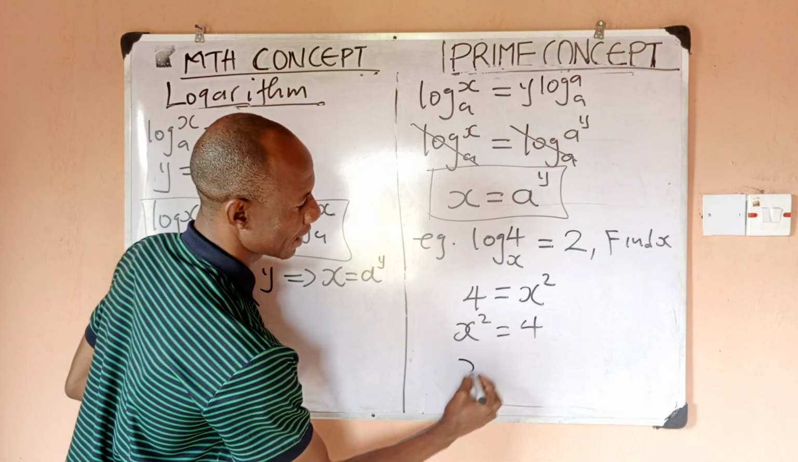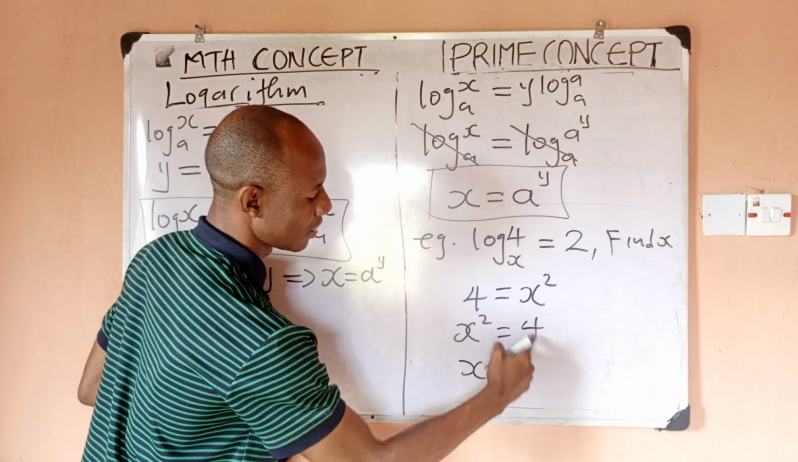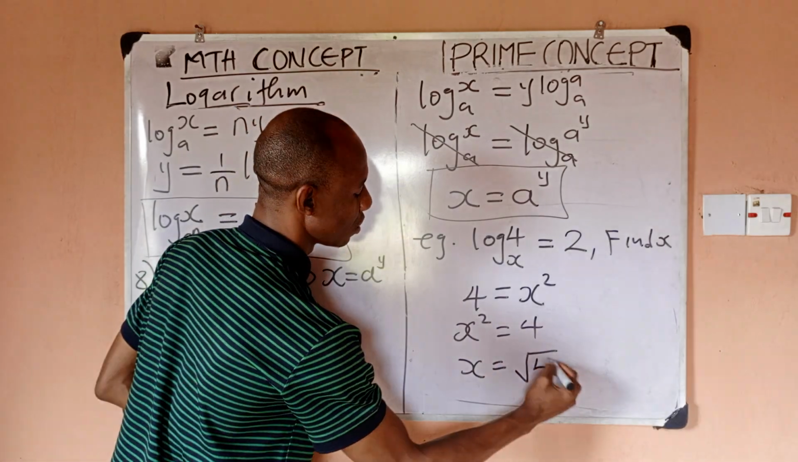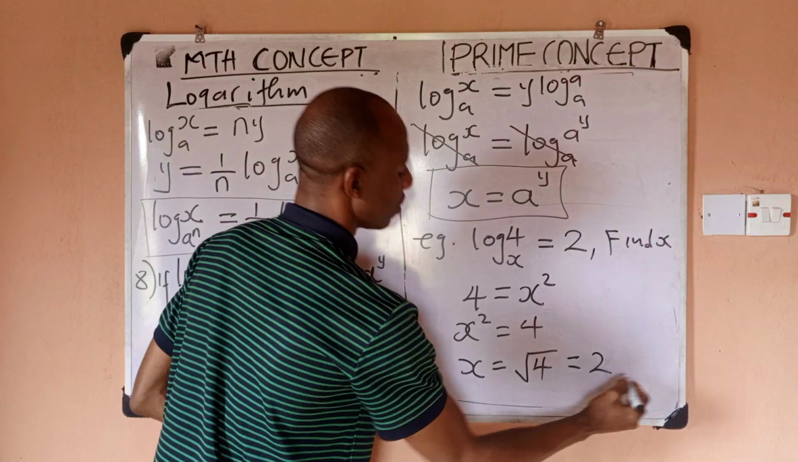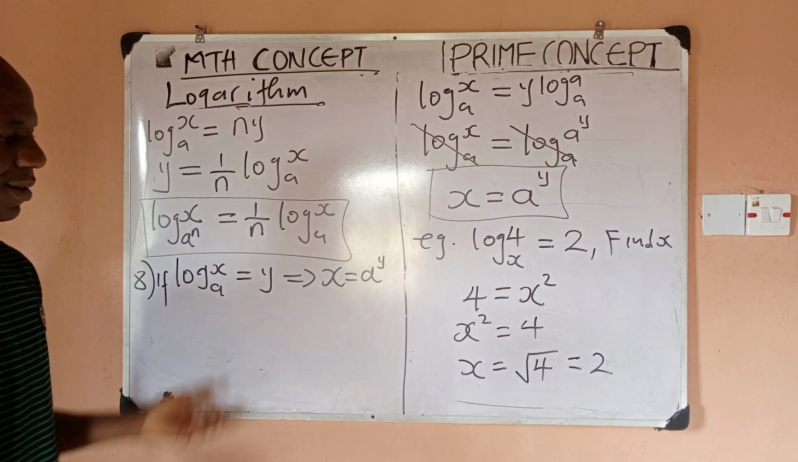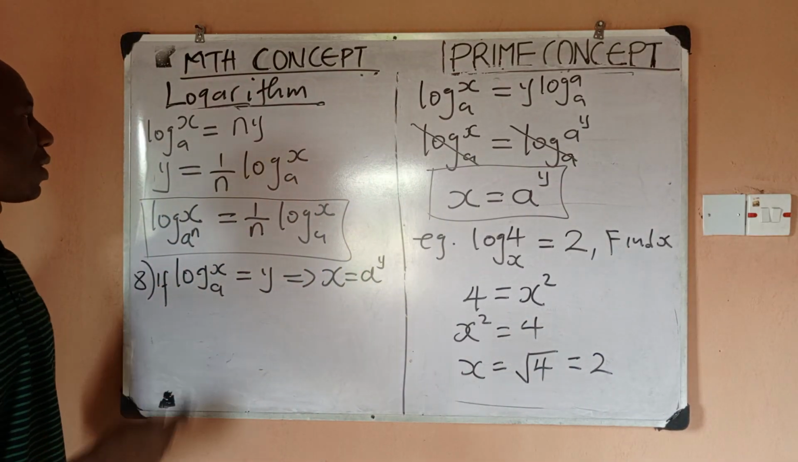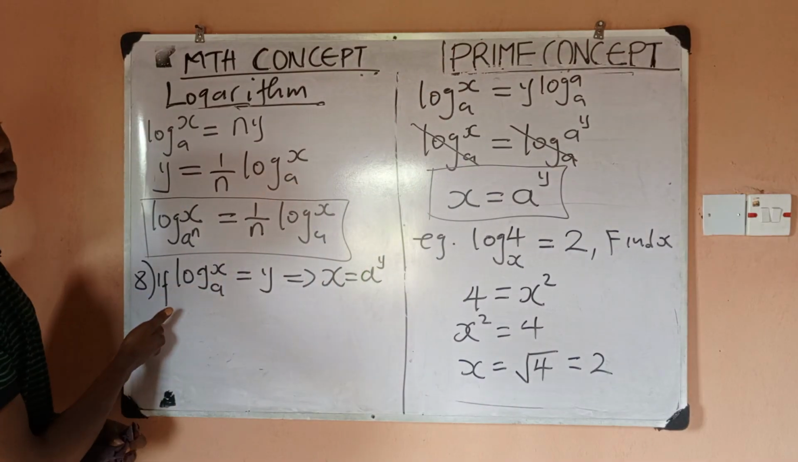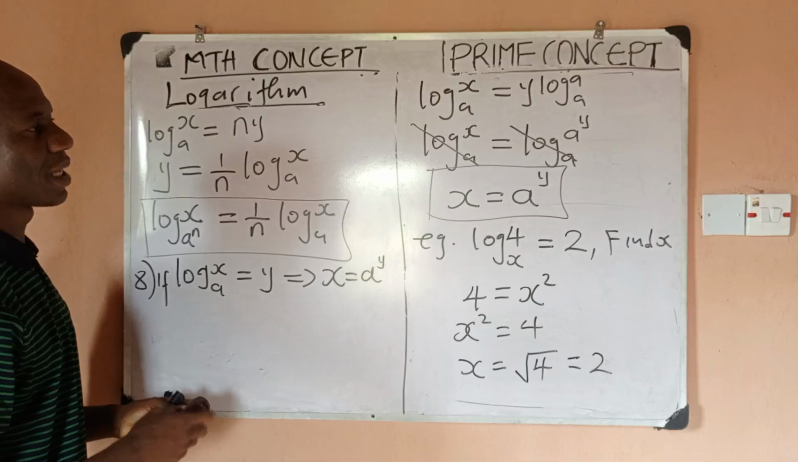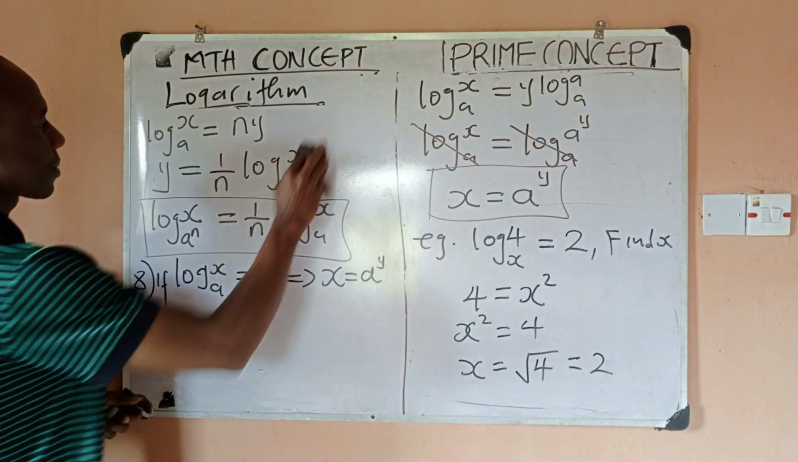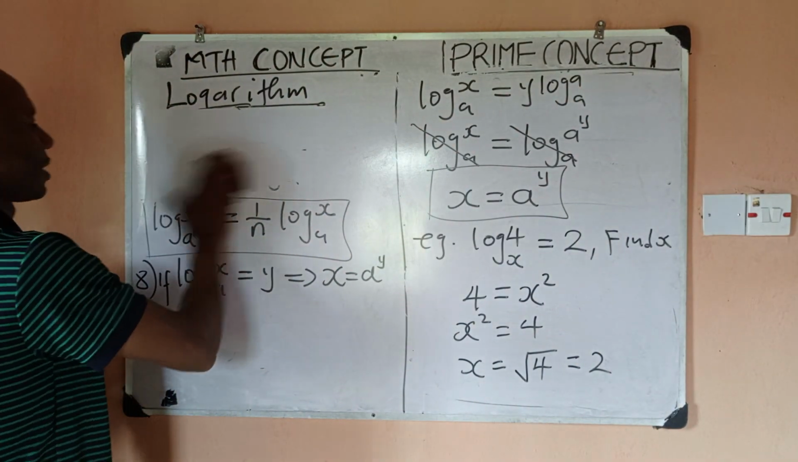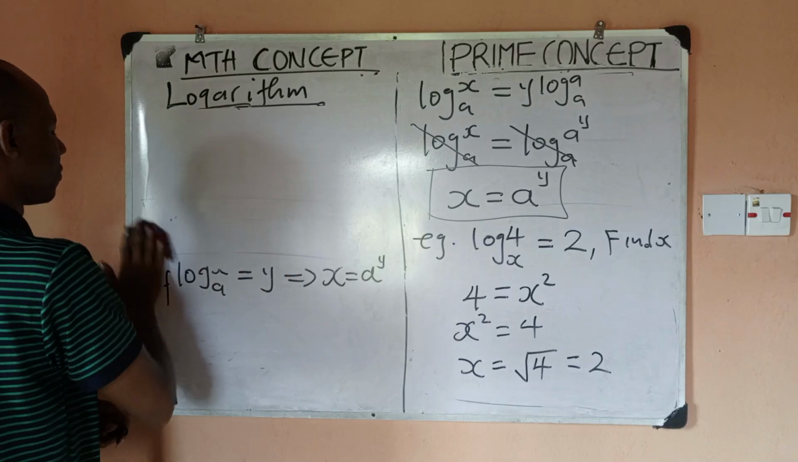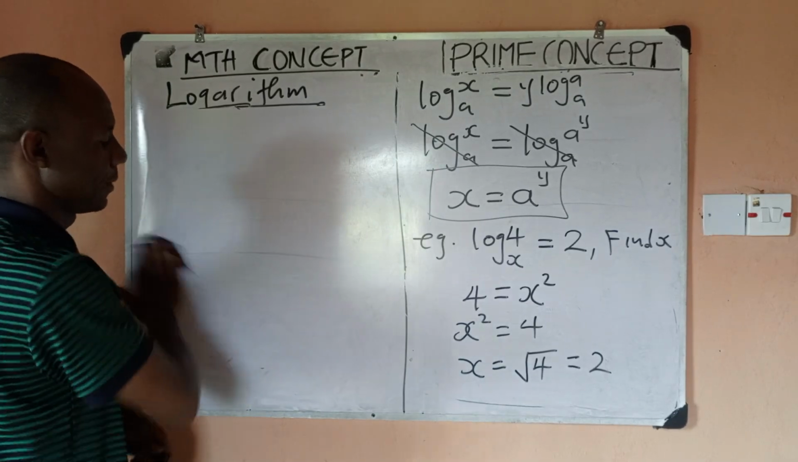So x would now become the square root of 4. And what is the square root of 4? 2, right? Yes, plus or minus 2, but then we're taking the positive value 2. So this is how you can apply rule 8 to solving problems like this. Now let's look at the final rule, which is rule 9.